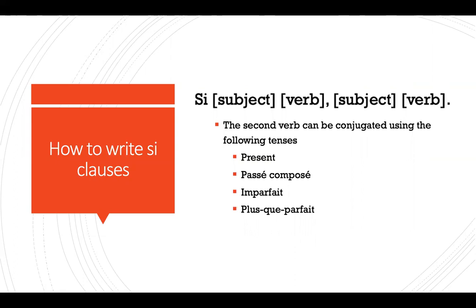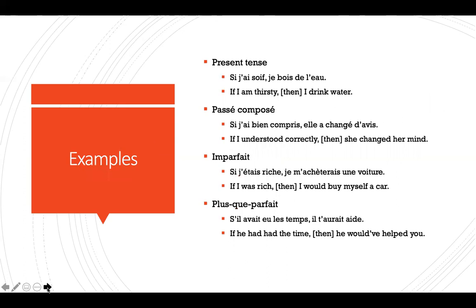And then another thing to keep in mind is that the second verb can only be conjugated using the following tenses, or else this clause would just not make any sense. So there's one of four ways. You have the present tense, you have the passé composé, you have the imparfait, and finally you have the plus-que-parfait. So now we can get into talking about some examples, starting with the present tense right up here.